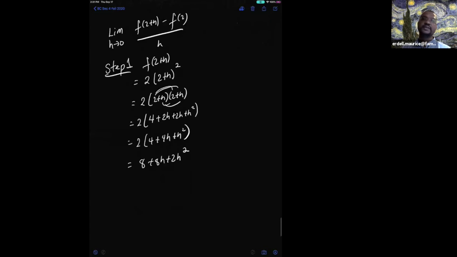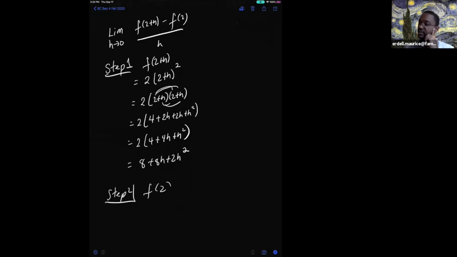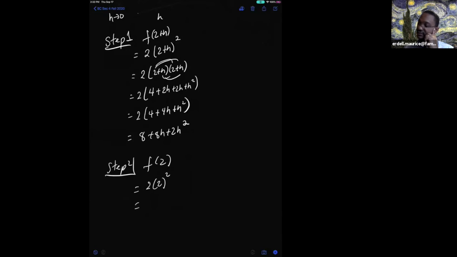Any questions there on step number 1? All right, so step number 2. I have to find f of 2, which is simply 2 times 2 squared. That works out to be 8. 2 squared is 4. 4 times 2 is 8.